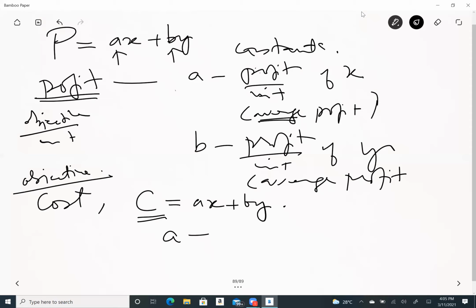Our objective now is cost. I want to minimize cost for a linear function. So what is A now? It shouldn't be profit per unit. What should it be? Okay, what is it?